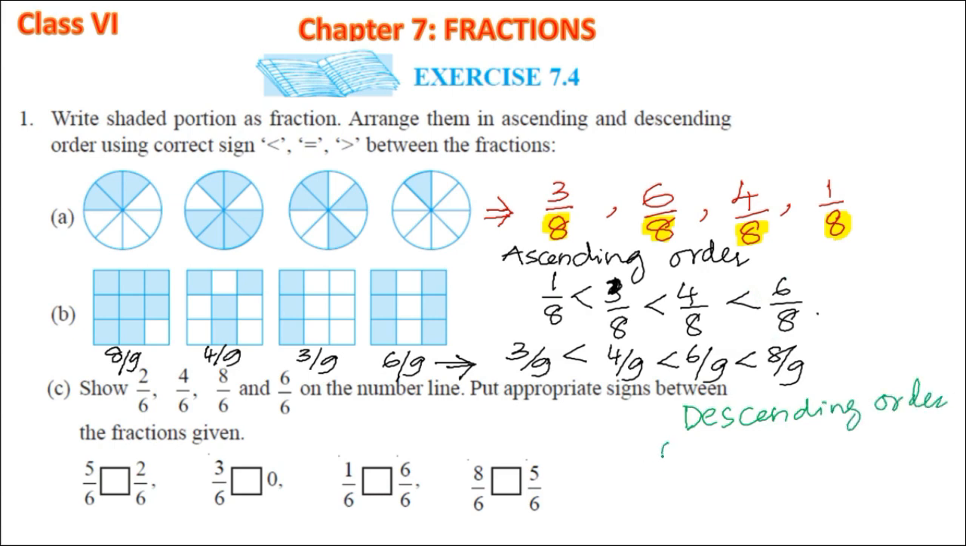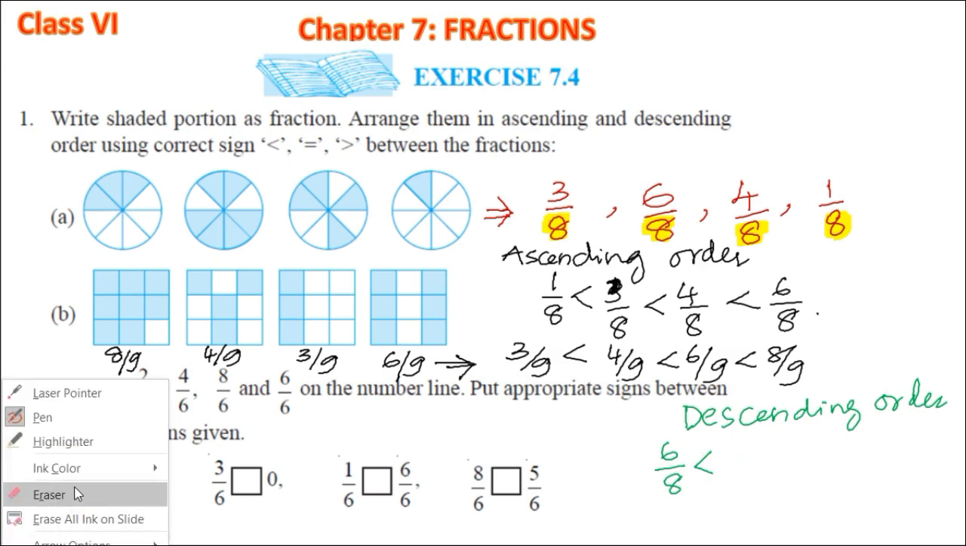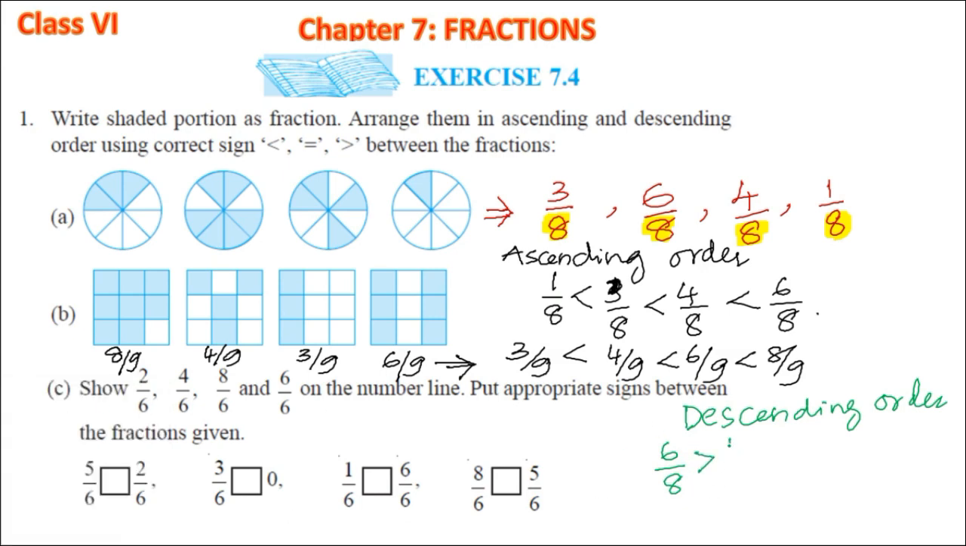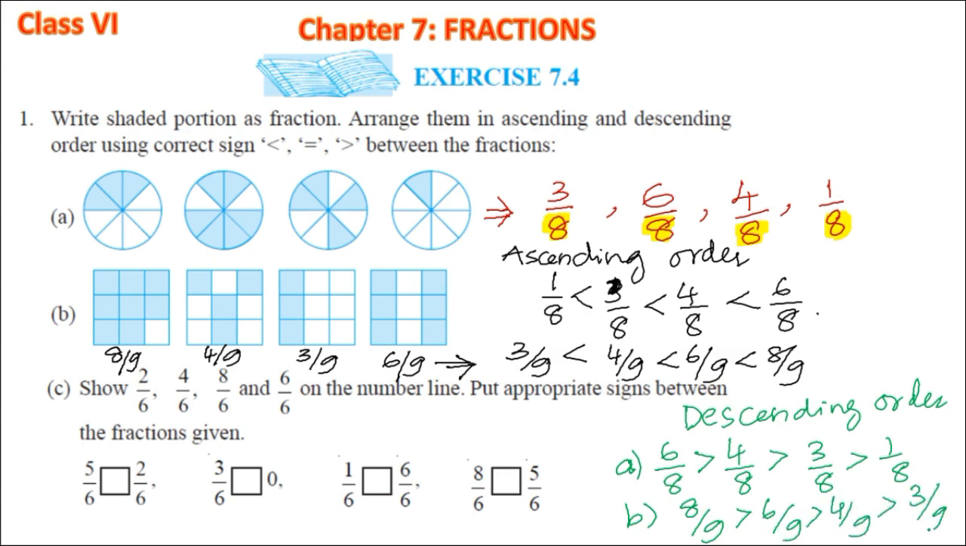Starting from the largest, it's 6 by 8, which is greater than. Here you should be careful while writing. We need to mention this is greater than 4 by 8, this is greater than 3 by 8, this is greater than 1 by 8. This is for the first one, A. For the second one, B, the descending order would be 8 by 9 larger than 6 by 9, larger than 4 by 9, larger than 3 by 9. This is how we go for writing in a descending order. Now we shall solve part C.